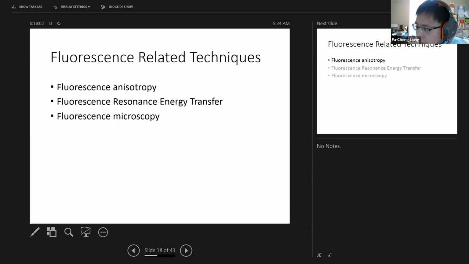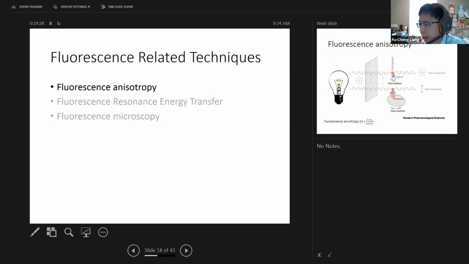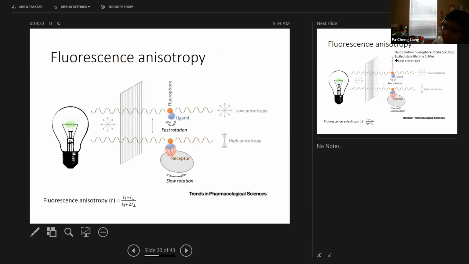And the third one is fluorescence microscopy, and I know you may already have heard from Dr. Price talking about the EM, but this is fluorescence microscopy, which can also be very, very powerful. They were able to visualize, for example, a cancer cell in a living cell, and they can see how molecules move around inside the living cell. So these are the 3 fundamental fluorescence techniques that have been widely used, and let's take a look at one at a time. So the first one is fluorescence anisotropy, all right?